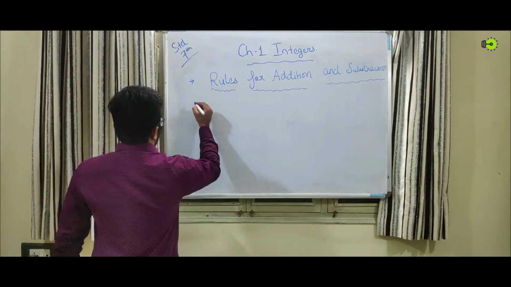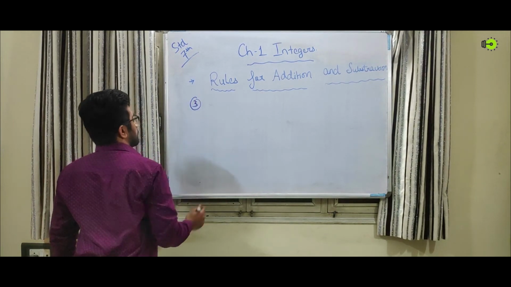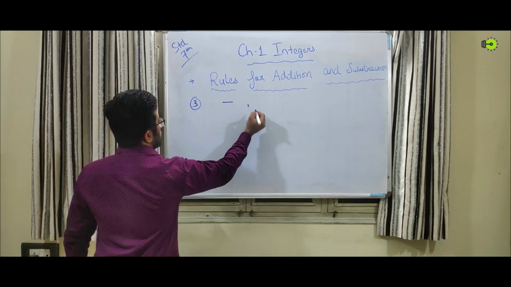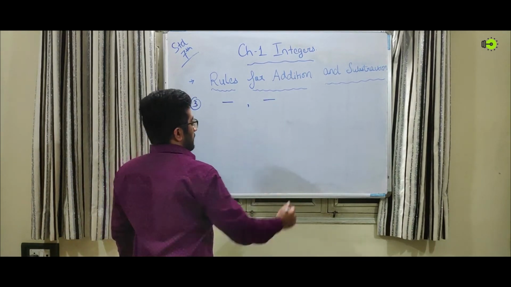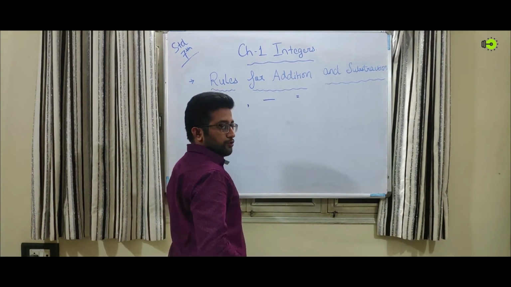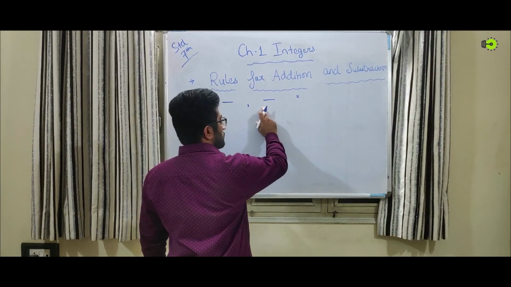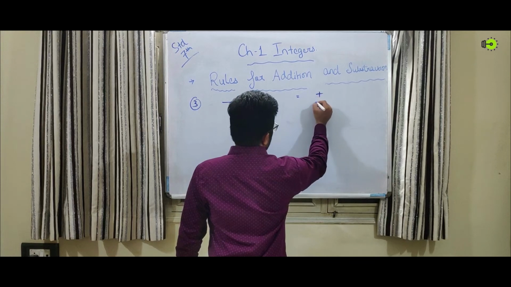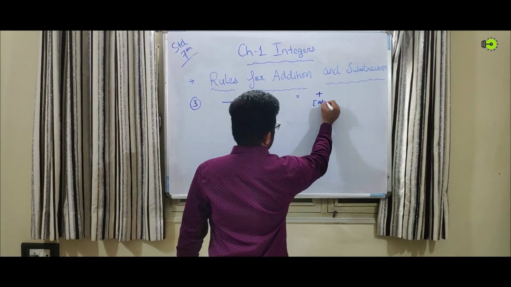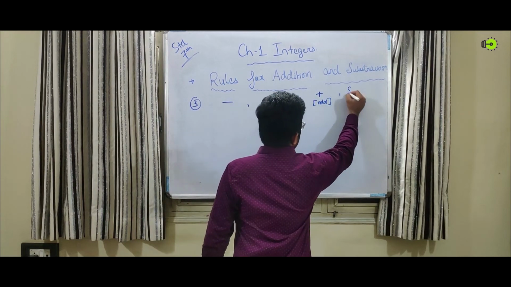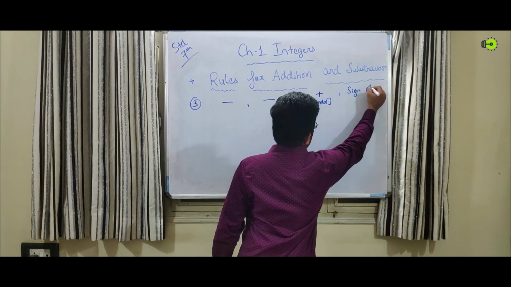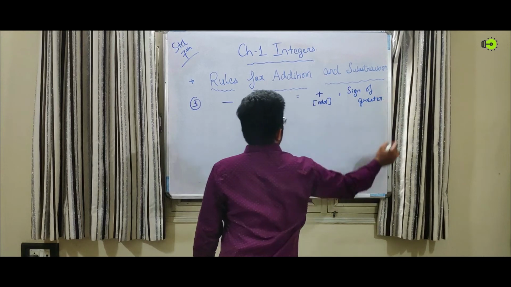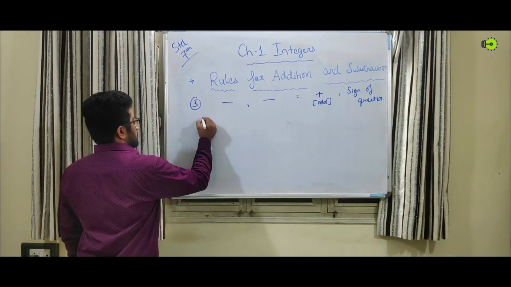The third rule for the addition and subtraction of integers is, let us take an example, that if there are two negative numbers, then our rule says that if there are two integers which are negative, then our answer will be plus. That is, you have to add those numbers and sign of greater. So let us take an example.